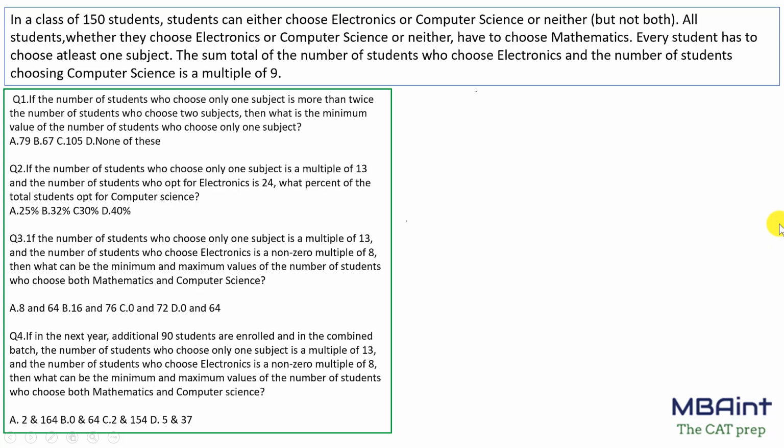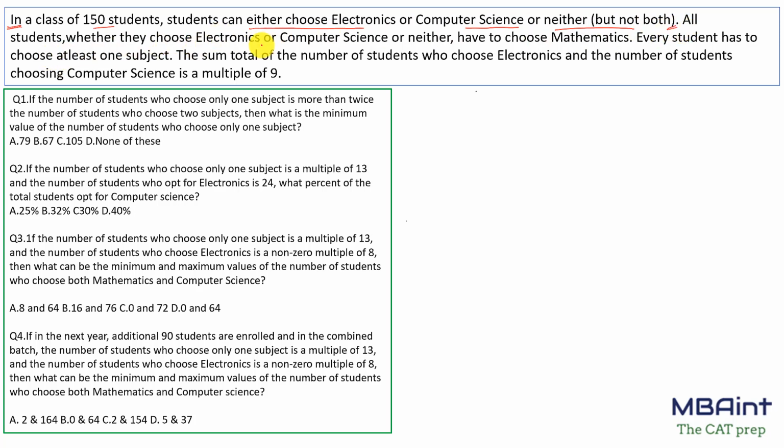Welcome guys. So this is another good set of Venn diagram optimization. It is basically a question of optimization. Venn diagram is just used to frame the question. In a class of 150 students, students can choose either electronics or computer science or neither, that is, but not both. By this statement, we can definitely make the Venn diagram according to the condition.